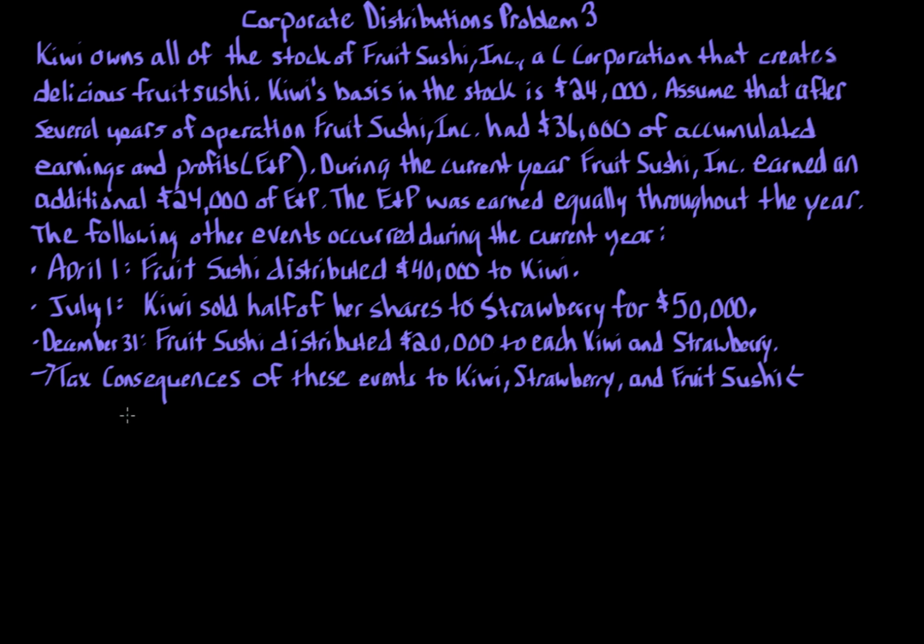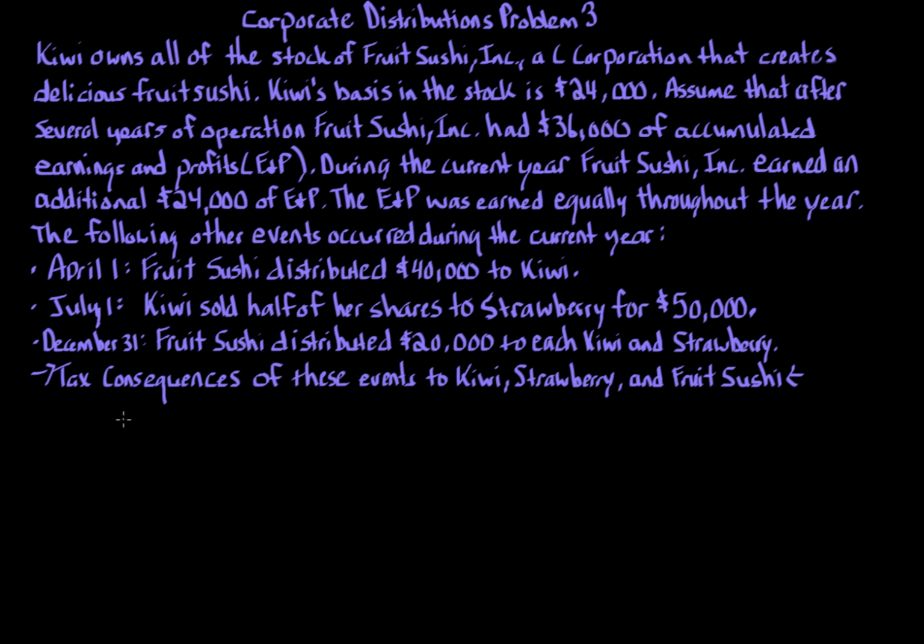Now the following events occurred during the current year, other than the $24,000 of current E&P. On April 1st, Fruit Sushi distributed $40,000 cash to Kiwi. On July 1st, Kiwi sold half of her shares to Strawberry for $50,000.